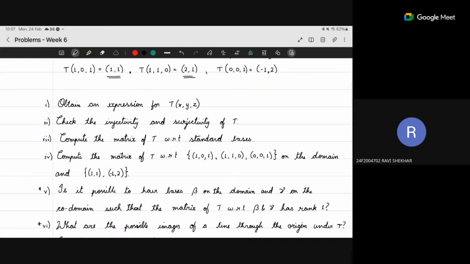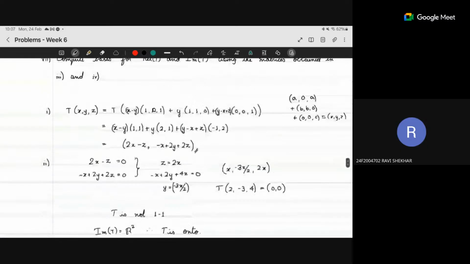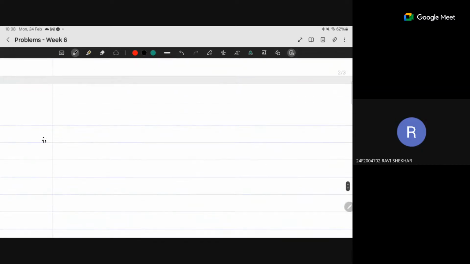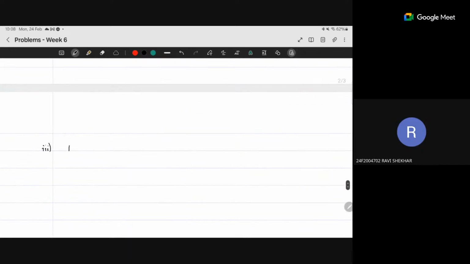Compute the matrix of T with respect to the standard basis. Now, for standard basis, things are easy, right? What is the matrix of T with respect to standard basis? I'm just going to write beta standard.